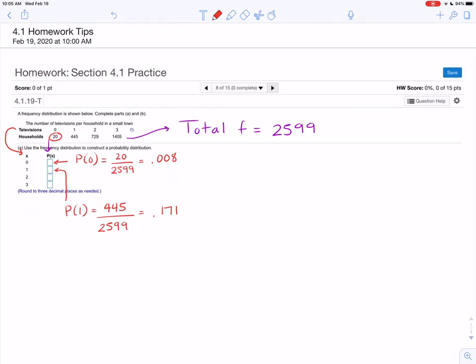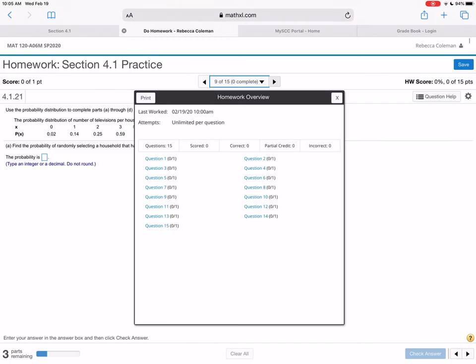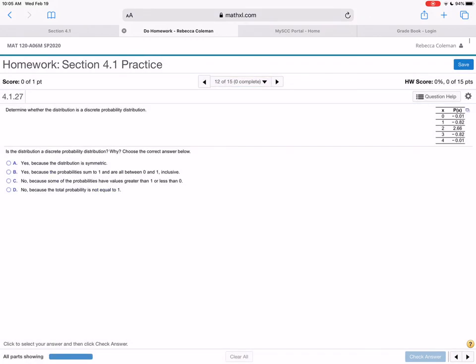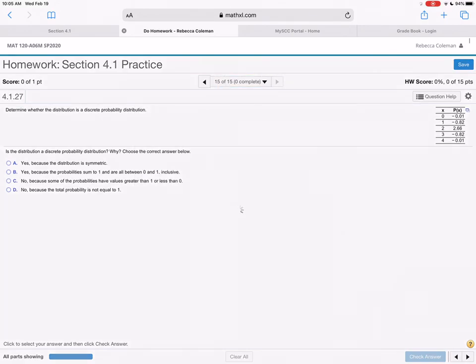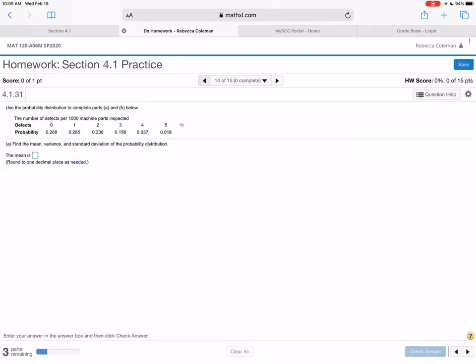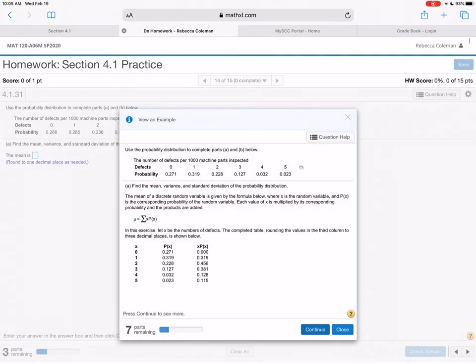Now, one more thing that I want to remind you about. So let me come back over here. As you're working through the homework, let me find one here. All right, so remember, when you are asked to find the mean, the variance, the standard deviation of a discrete distribution, there are formulas for this. And if you go to the question help and you do, say, view an example, it's going to show you how to do this by hand. And I did some of this for you in the notes.